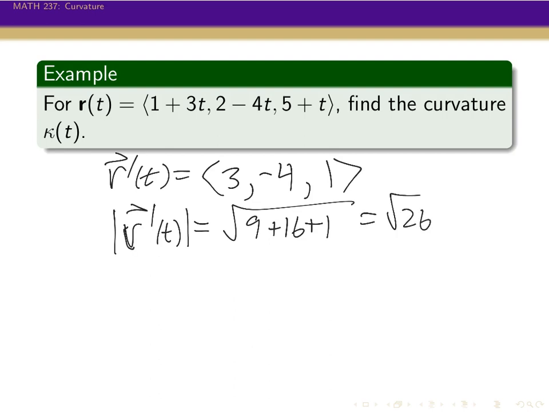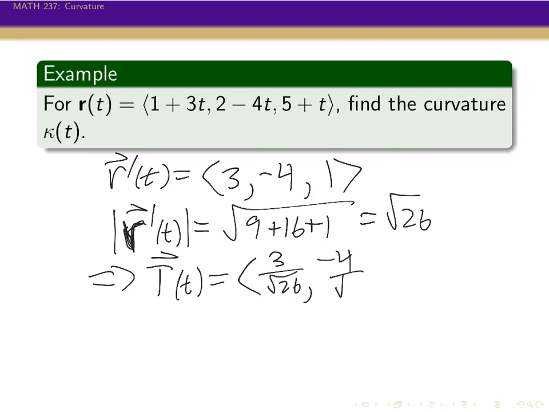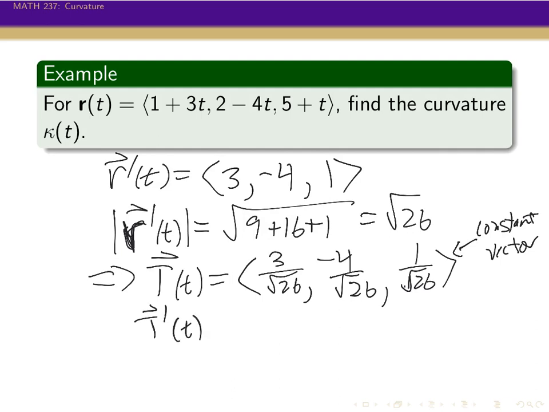Although I didn't really need to calculate this, because once I have r prime, the unit tangent vector t is 3 over square root of 26, minus 4 over square root of 26, 1 over square root of 26. You can see this is a constant vector. So when I take the derivative of a constant vector, I'm getting 0.